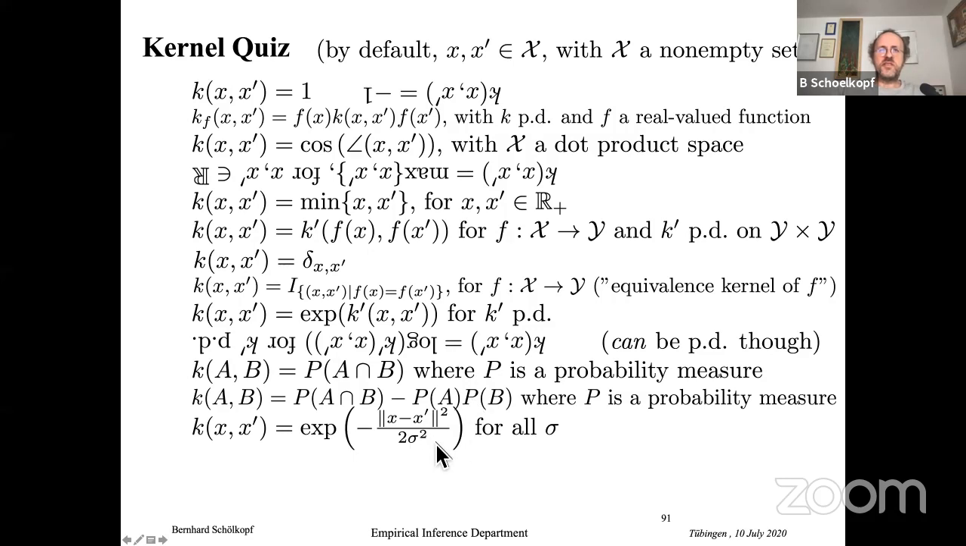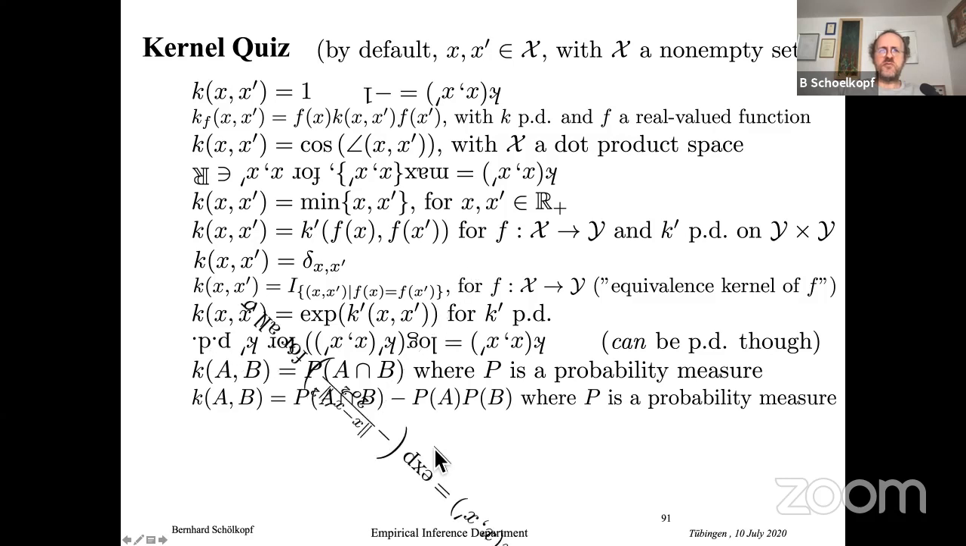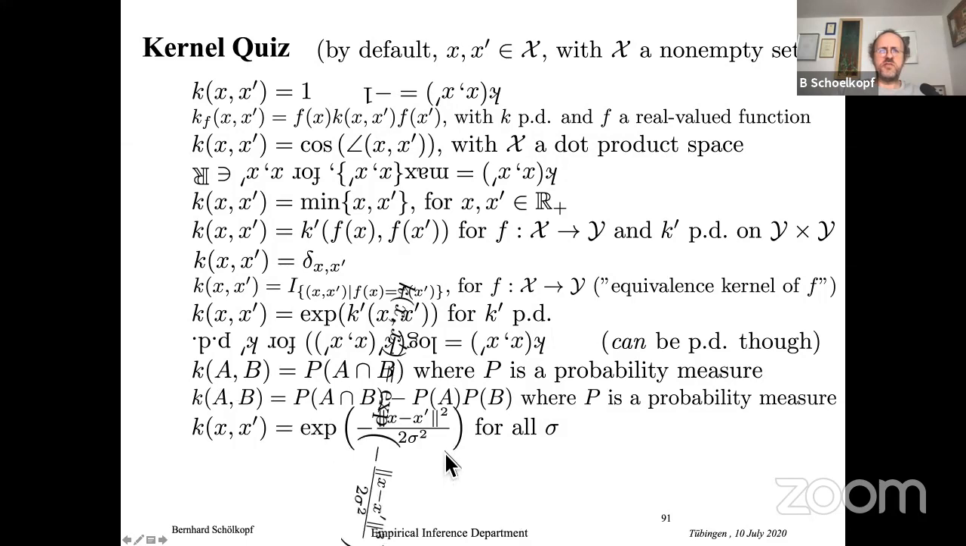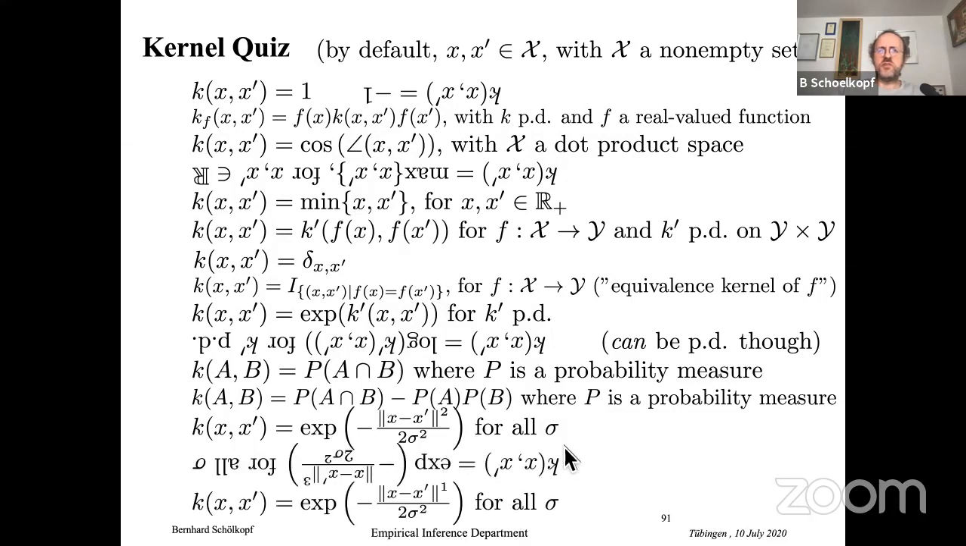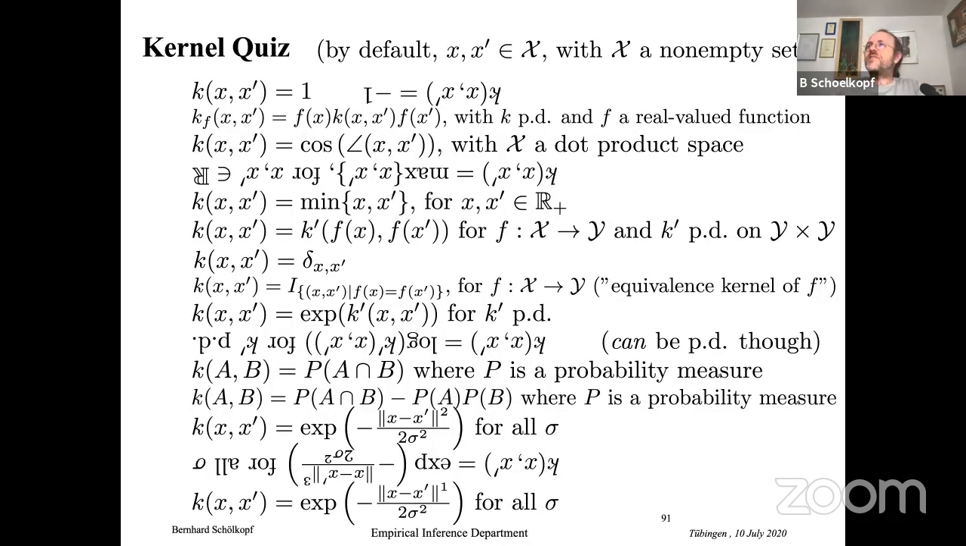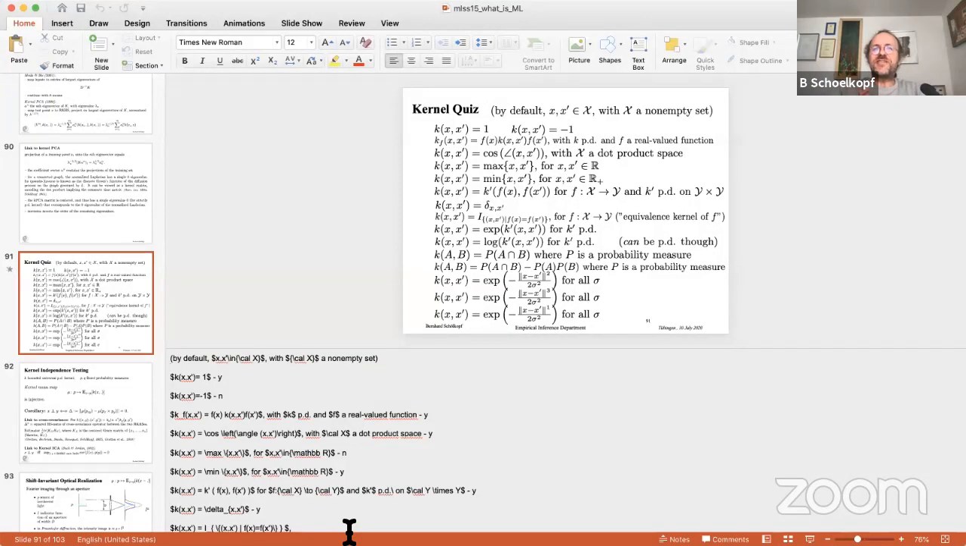What about this? Is that a positive definite kernel? I think we've seen that one before, yes. What about if we raise it to the power of 3? Is that still a positive definite kernel? No. What about if we raise it to the power of 1? That's a positive definite kernel. Okay, so let's stop here and move to Shakir.